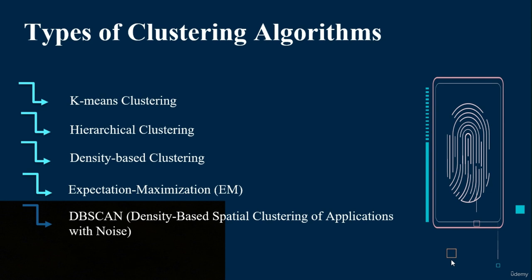Other clustering algorithms include spectral clustering, fuzzy clustering, self-organizing map, and affinity propagation. Each algorithm has its strengths and weaknesses, and the choice depends on the specific characteristics of data and desired outcomes.